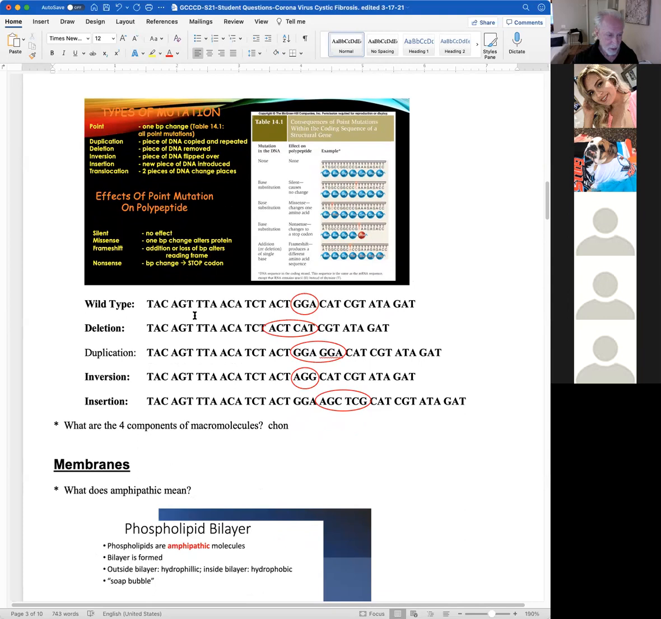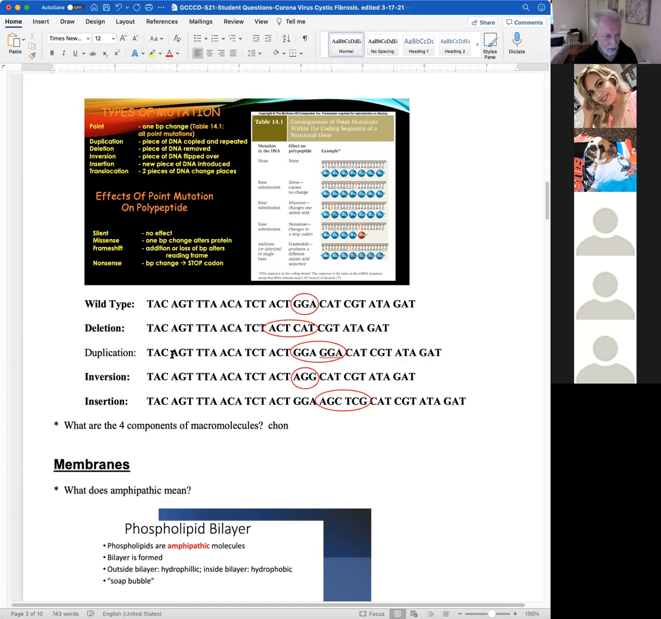So the wild type sequence is on top. If you go to the next one down, it's perfectly matched up with the wild type sequence until you come to this GGA. So there's an ACT in the wild type, ACT in the mutant. There's a CAT in wild type, CAT in the mutant, and the rest of the codons are all the same. The only thing different is this GGA is missing. It's been deleted, and so this is called a deletion mutation.